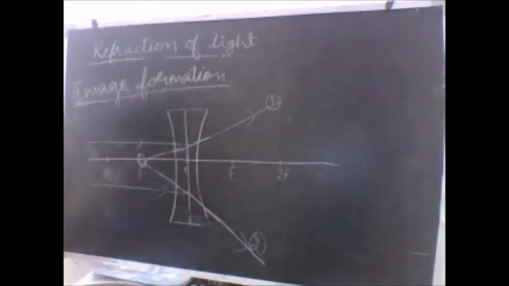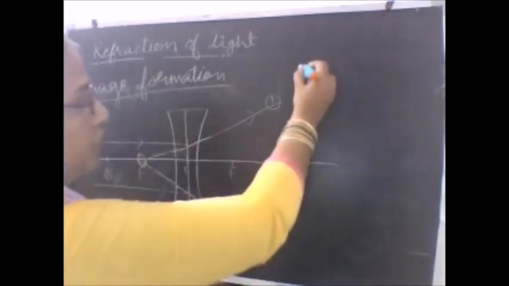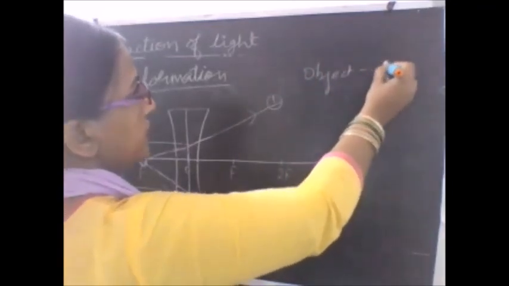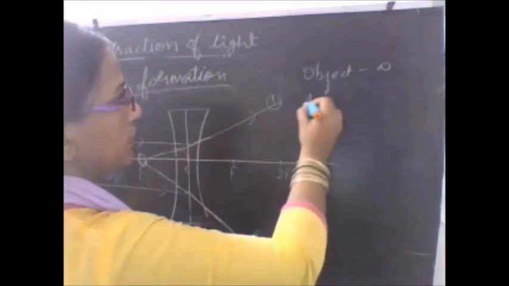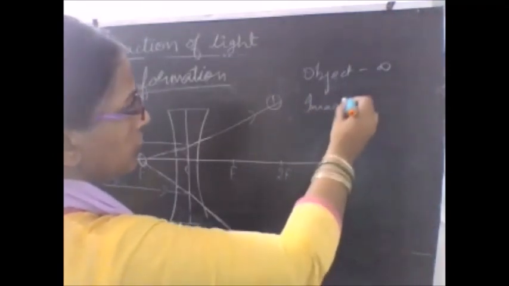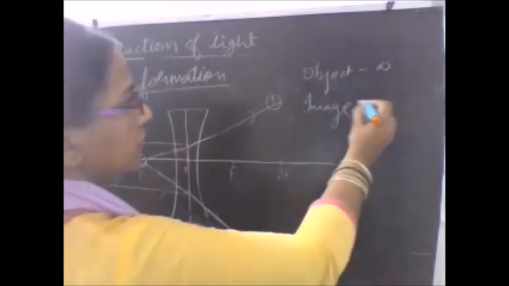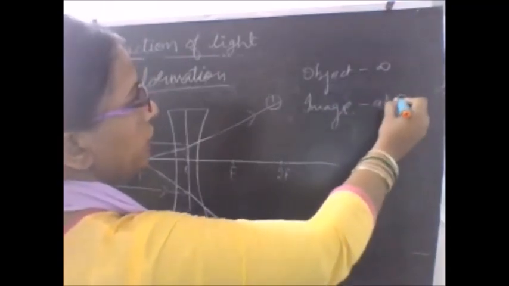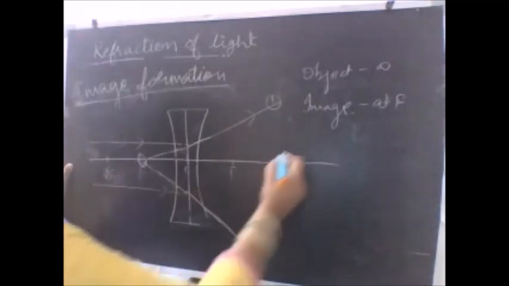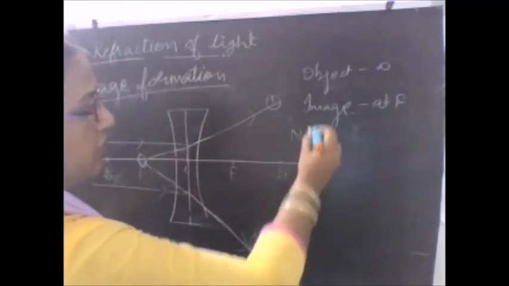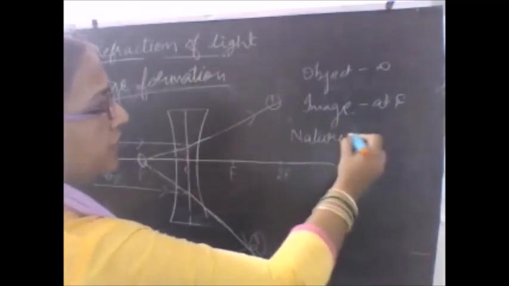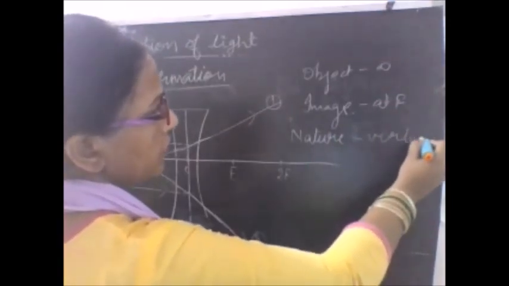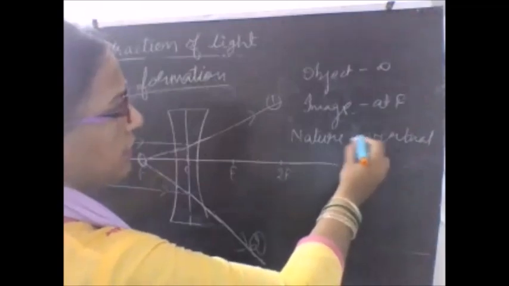So when we collect the details for this specific ray diagram, where is our object? In the case of a concave lens, the object is at infinity. Where is the image formed? In this specific case, the image is at F. And nature of image, is it real or virtual? It is virtual.